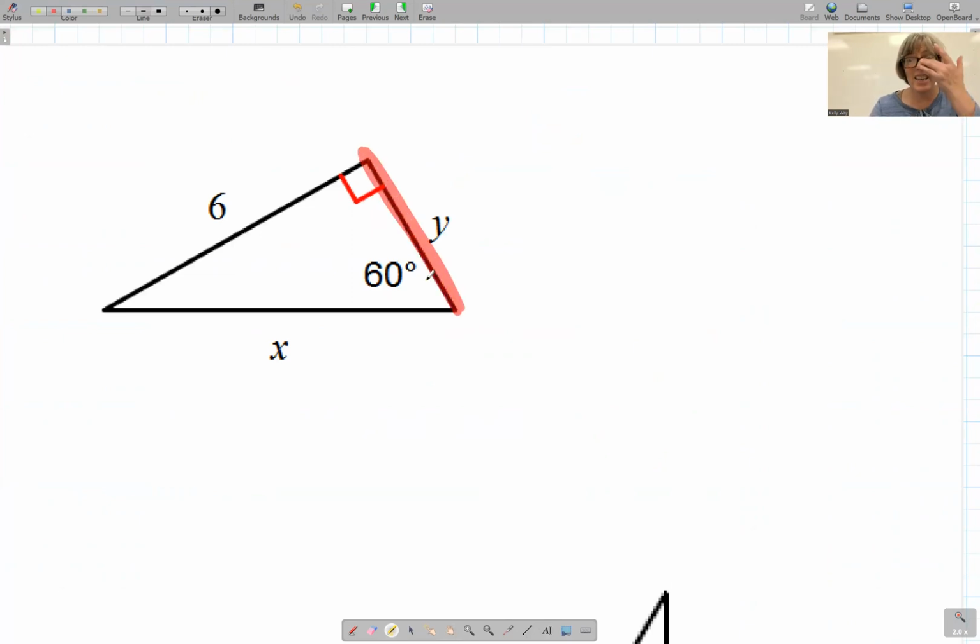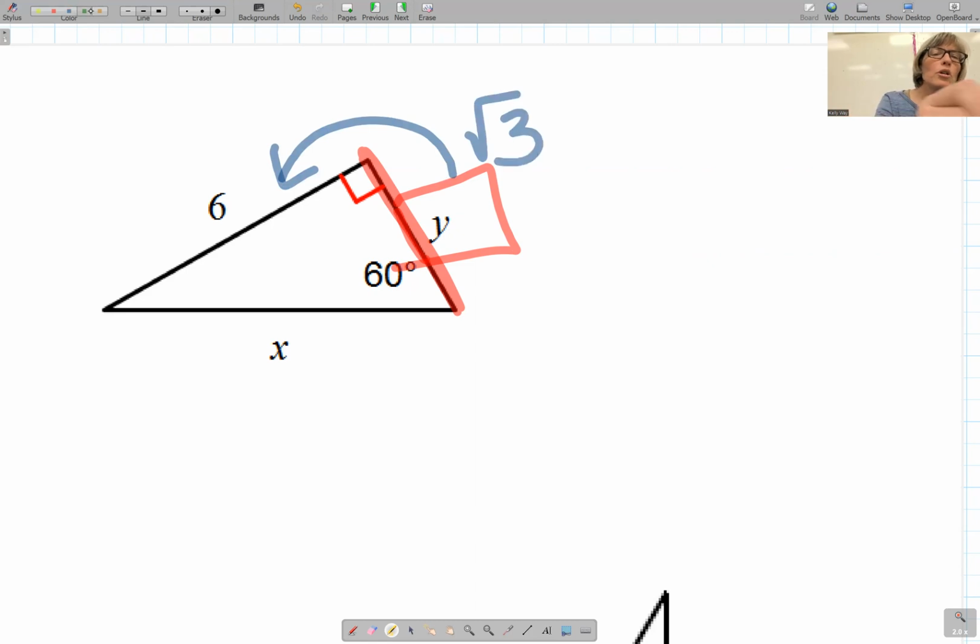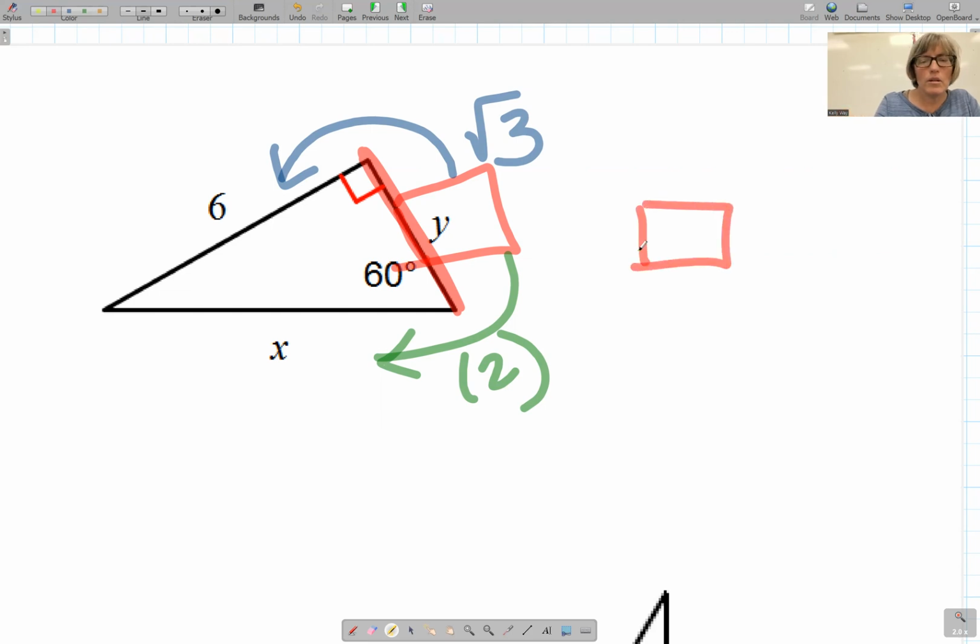30, 60, 90. Short leg. Short leg to the long leg, root 3. Short leg to the hypo, times by 2. We start with the short leg. So it reads like this. Something times root 3 is 6.